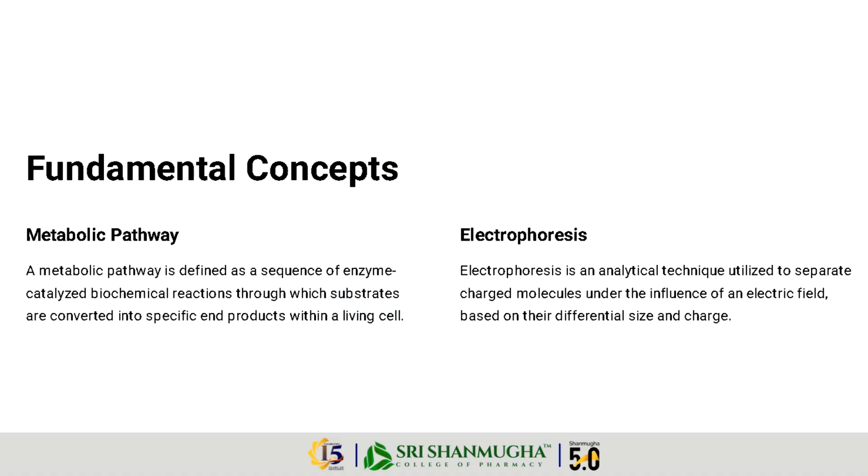Two short but important definitions. First, metabolic pathway: a series of interconnected enzyme-catalyzed reactions in a living cell that convert a substrate through intermediates into specific end products. These pathways are crucial for understanding biosynthesis of secondary metabolites. Second, electrophoresis: an analytical separation technique where charged molecules, proteins, DNA, enzymes migrate under an electric field based on their charge to mass ratio and size. Commonly used in analysis of plant proteins and enzymes. Both concepts appear in short answers.